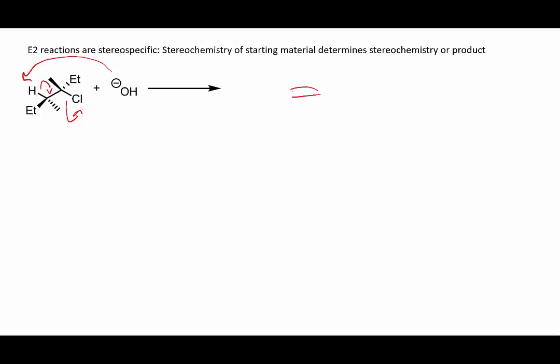There are technically two products we can have. We can have one where the ethyl group is on the top, and we have this cis isomer, or we can have the isomer where we have a trans isomer. In this case, only one of them is correct though, so we have to figure out which one that is. So let's consider the Newman projection of this molecule. That'll help us visualize it.